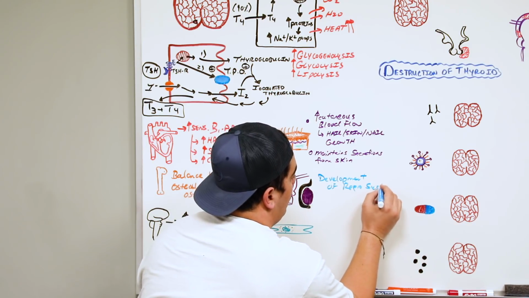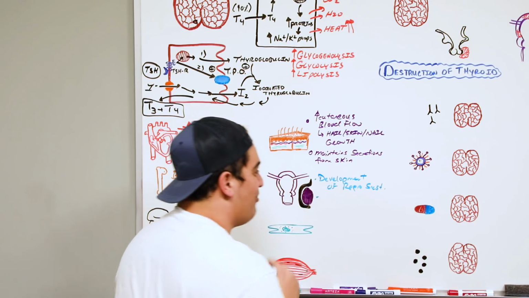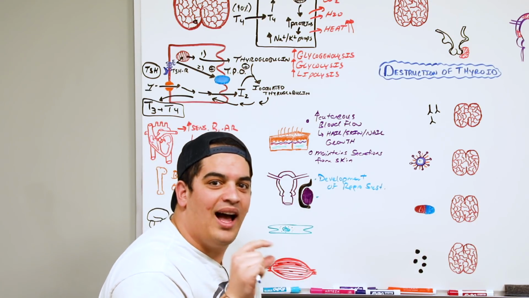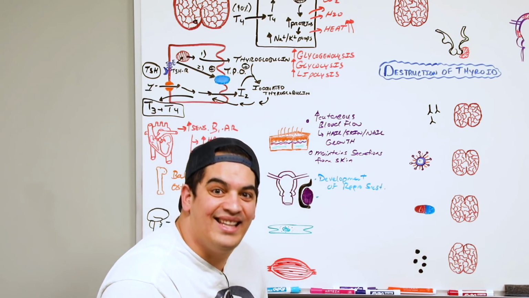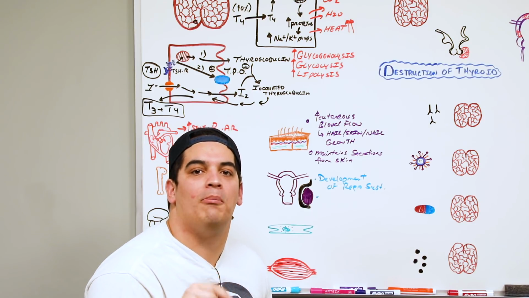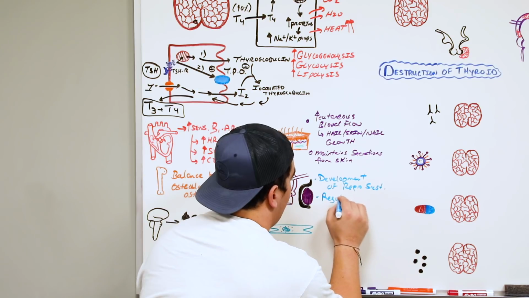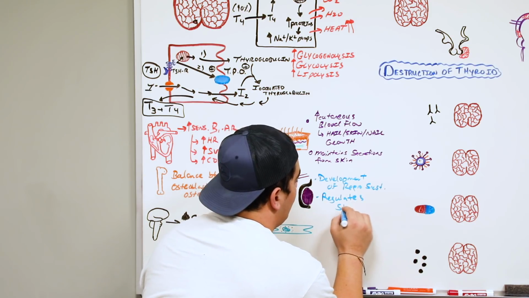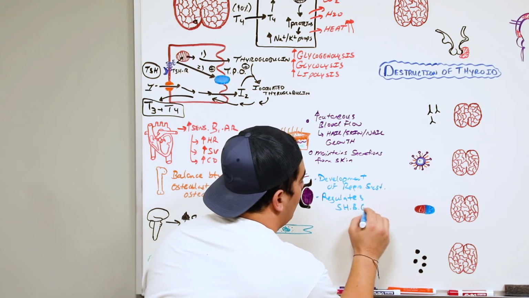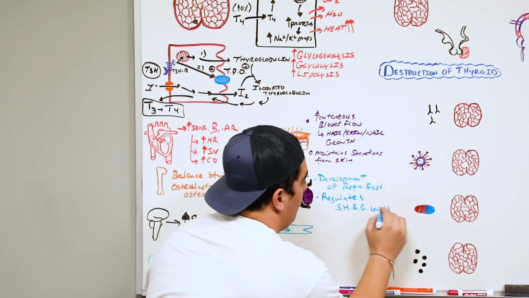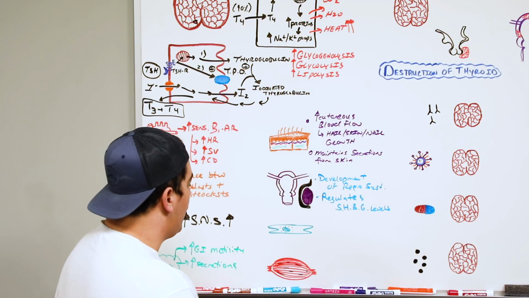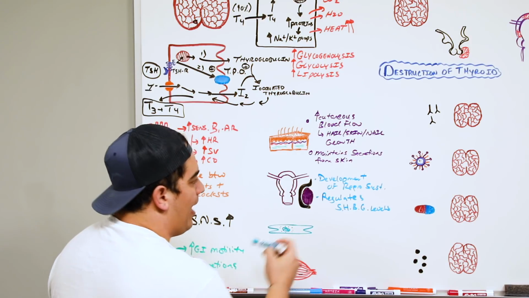Okay? The next thing, it's very, very important that you guys remember this. Thyroid hormone levels regulate the activity of sex hormone binding globulin, which we'll talk about a little bit later. So it also regulates sex hormone binding globulin levels. Beautiful. Okay. The next thing is that it acts on fibroblasts.